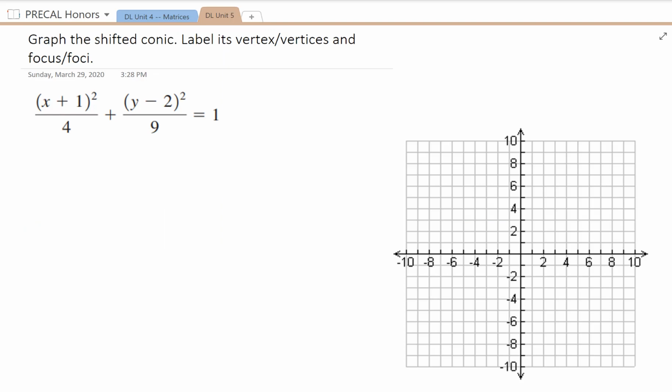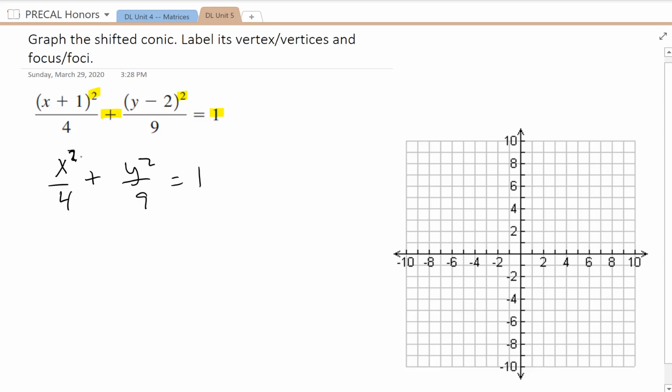We're going to go ahead and graph this particular conic. First of all, what conic is this? Well, we've got a plus sign here, we've got a squared quantity and a squared quantity, and it's equal to 1. That would be an ellipse. So what's the base ellipse that we're looking at, the non-shifted ellipse? That would be x squared over 4 plus y squared over 9 equals 1.